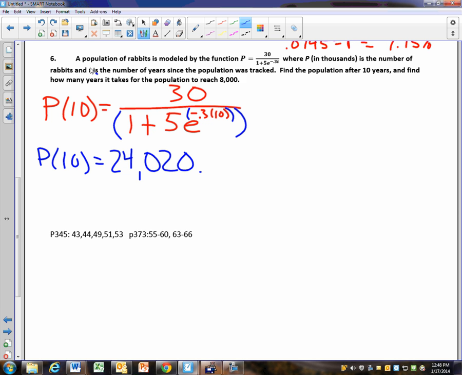If you want to find out how many years it takes for population to reach 8,000, what do you plug in for population? 8. If you type in 8,000, you'll actually be working with 8 million because it's measured in thousands. So we just put in 8. 8 is equal to 30 divided by 1 plus 5e to the negative 0.3t. And we got to solve for that. Oh boy.